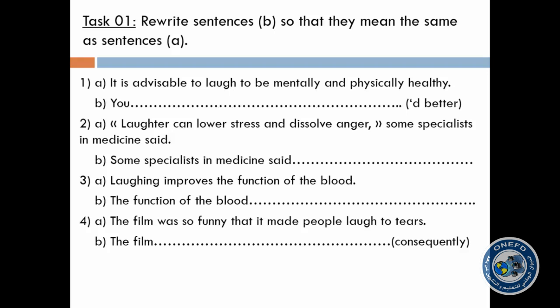Sentence 3. Sentence A: laughing improves the function of the blood. And sentence B, you start like this, 'the function of the blood', and you continue. Sentence 4. Sentence A: the film was so funny that it made people laugh to tears. You start your sentence with 'the film' and you rewrite it using the expression 'consequently'.